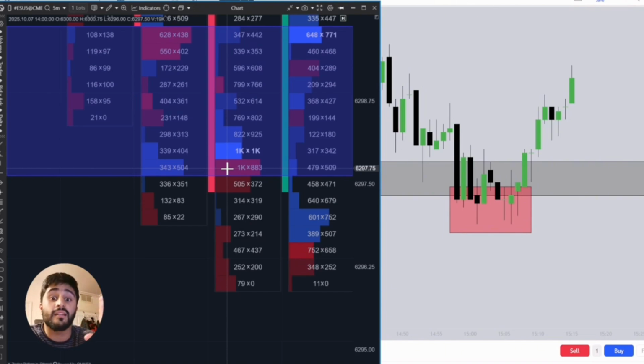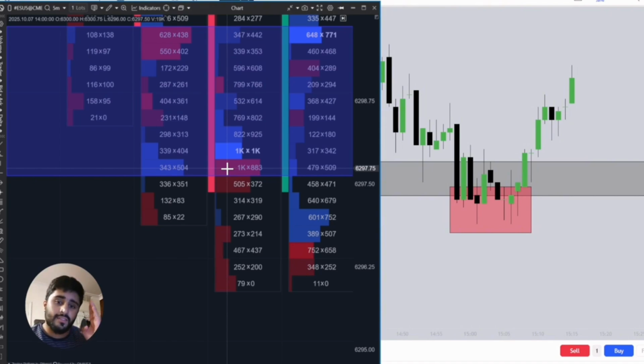The bid is the left-hand number, right? The bid represents aggressive sellers. Now, 883 aggressive buyers were present. So that means there were more aggressive sellers than aggressive buyers. So this is important to understand. The key word there is aggressive.